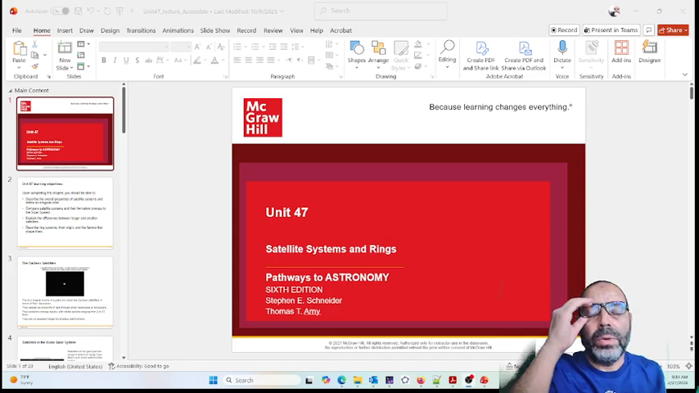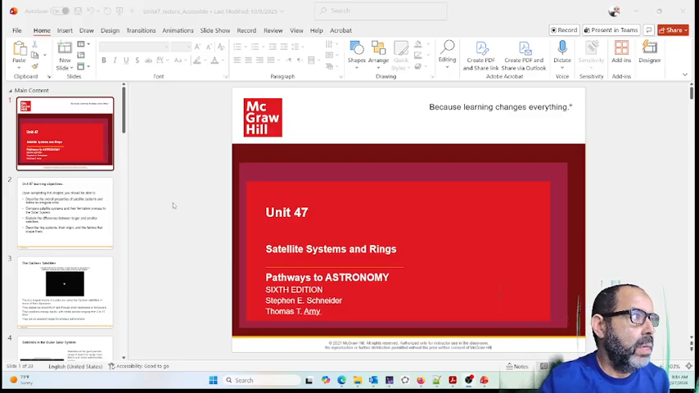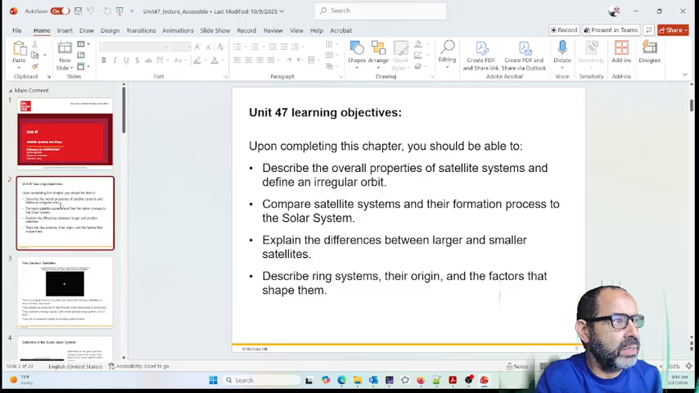In this unit, we're going to talk about satellites and rings. Those are objects that revolve around planets. Especially in this case, we're going to focus mainly on the outer planets because they are the ones who have satellites. You're saying, well, how about the Earth? It has a satellite, which is the moon. That's the exception, actually. It's not really the rule. So the focus is going to be on the outer planets.